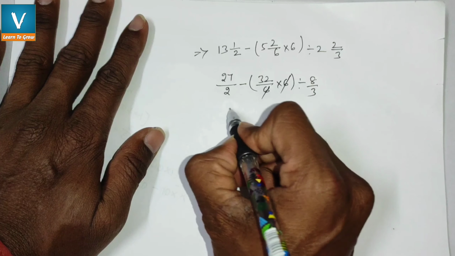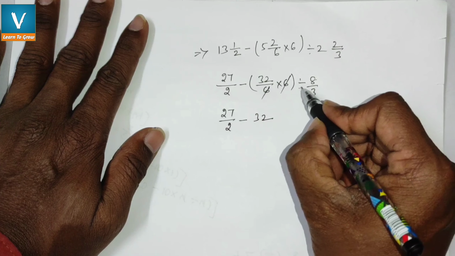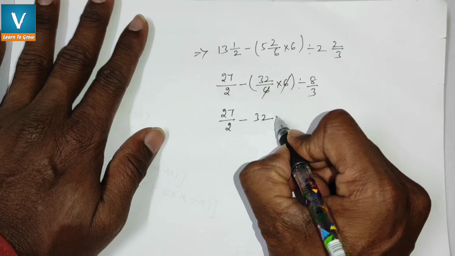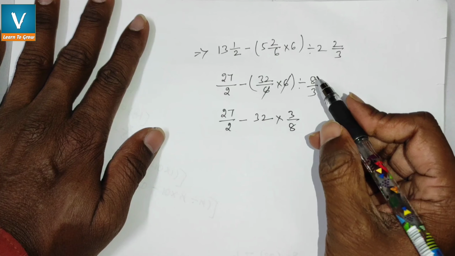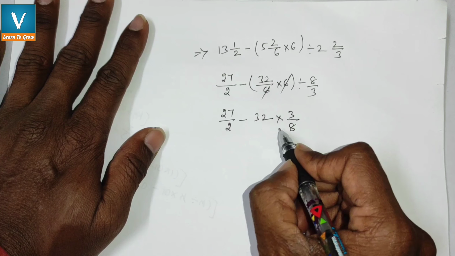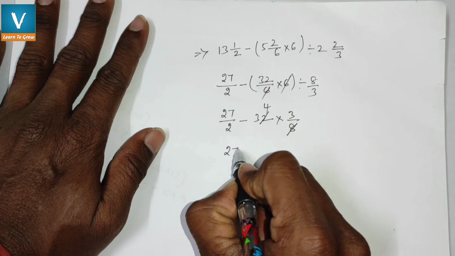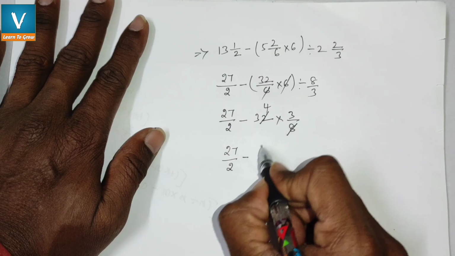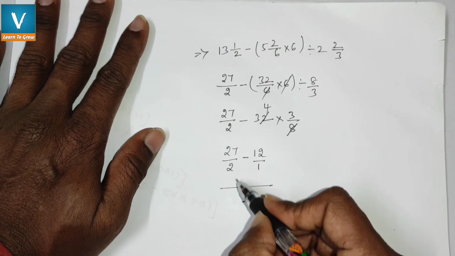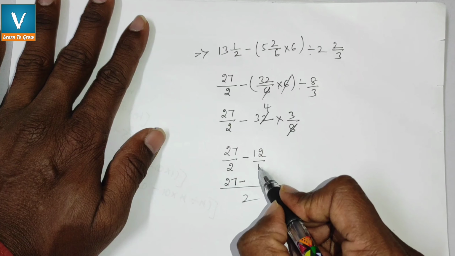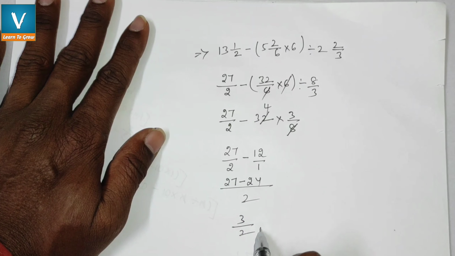Now I am solving the brackets. Here 6 will be cancelled. Then 27 by 2 minus 32. Division: if you take the reciprocal of the division, division becomes multiplication, nothing but into 3 by 8. According to the BODMAS rule we have to perform the division. Now if you observe here, 8 ones and 8 fours. Yes, isn't it? So 27 by 2 minus 4 threes are 12. Here, taking 12 as a fraction over 1, taking the LCM, 2 and 2 are like fractions, the numerator will be the same, and 12 times 2 is 24, and 27 minus 24 is 3. So 3 by 2 is the answer.